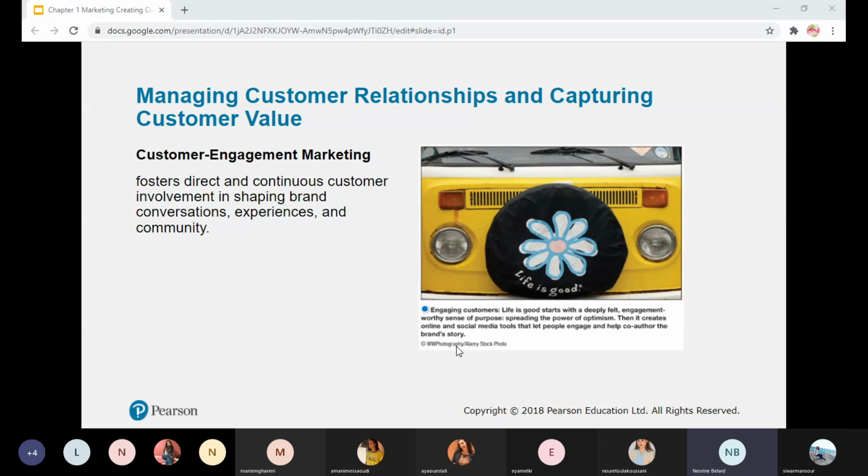So a good customer relationship management creates customer satisfaction. In turn, satisfied customers remain loyal and talk favorably to others about the company and its product. Okay?